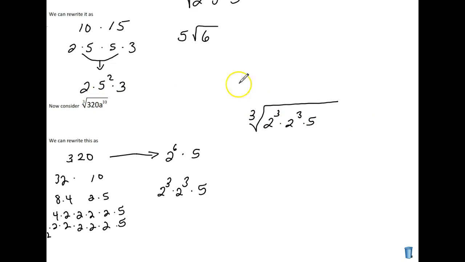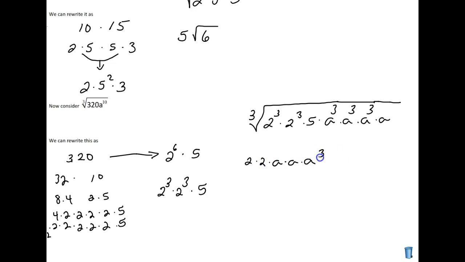And then think about my a's. Well, that's going to give me an a to the 3rd and an a to the 3rd and an a to the 3rd, because that's 3, 6, 9. And then I need one more because I've got 10 total. So this 2 to the 3rd cube root, 2 to the 3rd, is a 2 on the outside. This is a 2 on the outside as well. And then I've got 1, 2, 3 of my a's that come out.